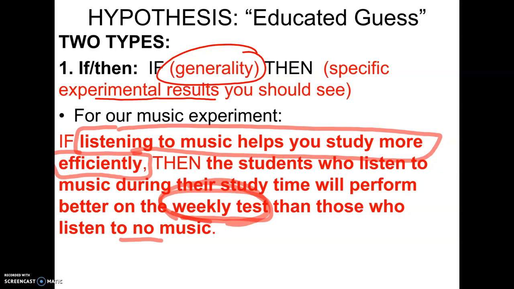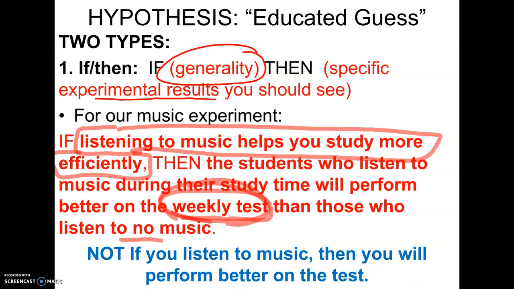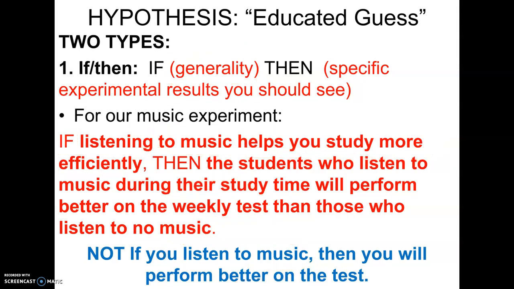Now, let me show you one that's wrong. If you listen to music, then you will perform better on the test. This would not be a correct if-then, because if I look at the if part, does it tell me what they think? If you listen to music, that really doesn't tell me anything. If I listen to music, no. You notice the correct if: if listening to music helps you study better, that's what they think. The then part is okay, they'll perform better on the test, but the if part is wrong.